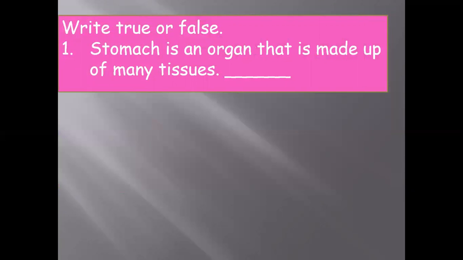Now, write true or false. Number 1: Stomach is an organ that is made up of many tissues. Stomach is an organ in the digestive system. If you still remember, we said that an organ is made up of different tissues that perform a specific function. So this sentence states that the stomach, which is an organ in the digestive system, is made up of many tissues. It's true because an organ is made up of different tissues performing a specific function. So sentence number 1 is true.